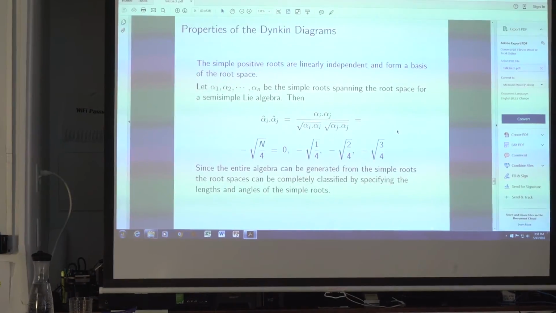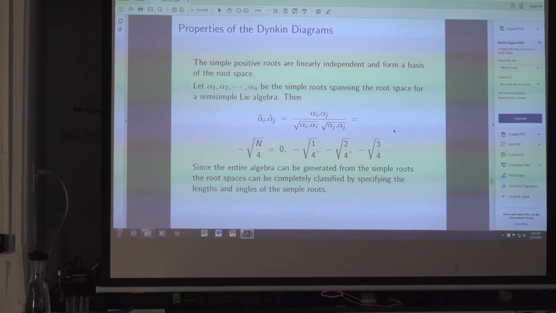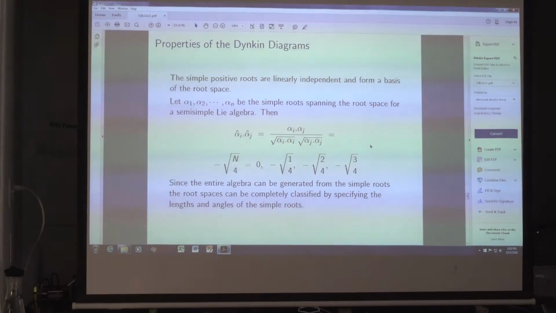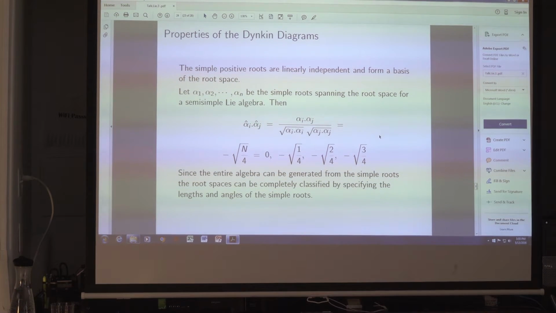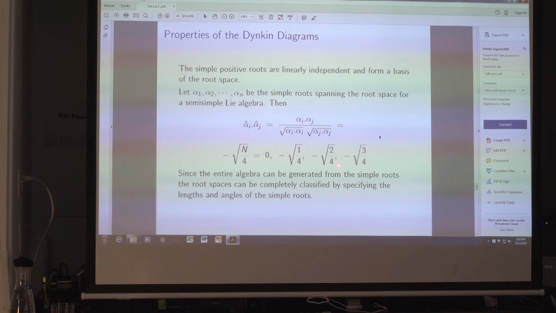Okay, so when I take the scalar product of the unit vectors, you will see that Cartan was able to prove that you only have these values. Remember, when you take the scalar product of two vectors, you take the norm of one vector times the norm of the second vector times the cosine of the angle in between. So the inner product really specifies the length of your vectors and the angles.